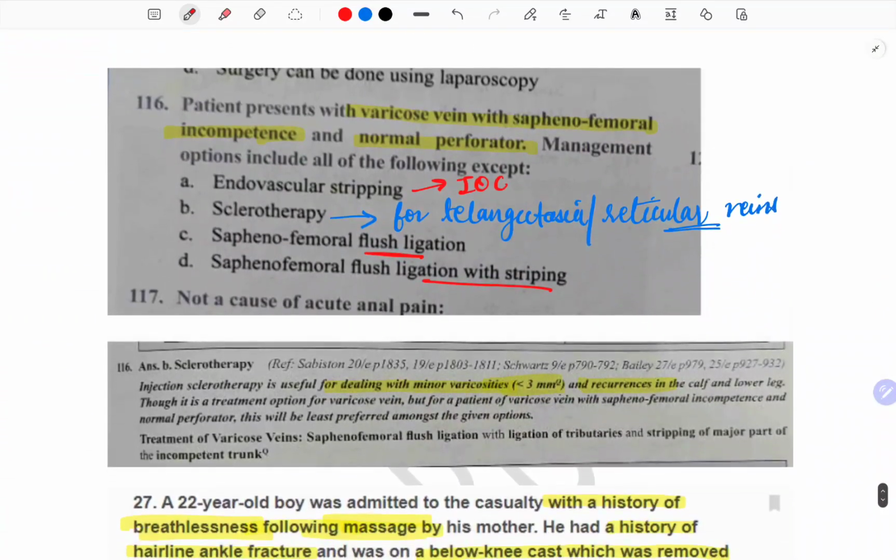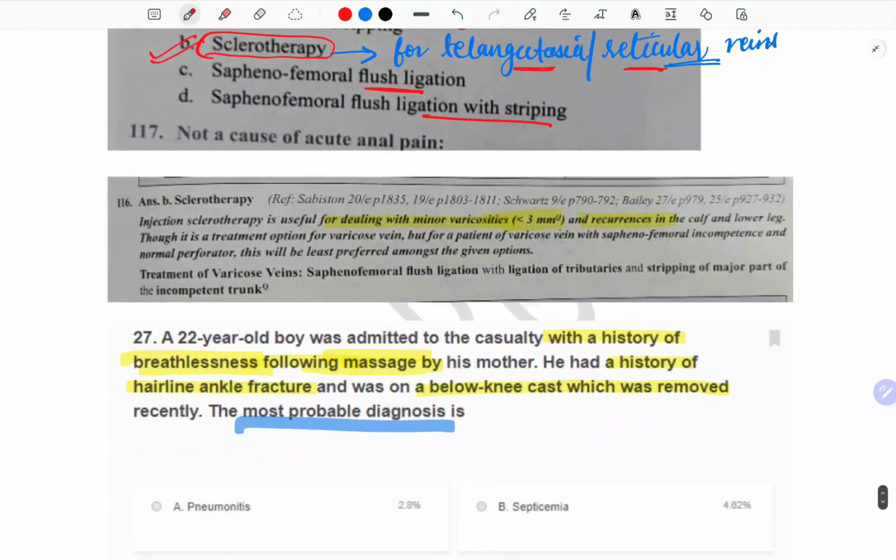Next, the patient presents with varicose vein with sphenofemoral incompetence and normal perforators. Management options include all the following except, and they're asking the wrong one. The saphenofemoral valve is incompetent, the perforators are normal, and it is a varicose vein. I just told you sclerotherapy is only used for telangiectasia and reticular veins, not for varicose veins, so this is an easy question. The treatment of choice is endovenous stripping. Also we can do flush ligation with stripping. Another point, sclerotherapy is for dealing with minor varicosities less than 3 mm and for recurrence cases.